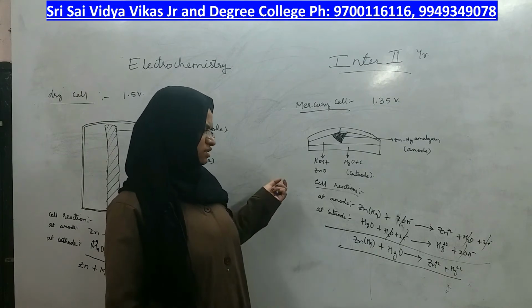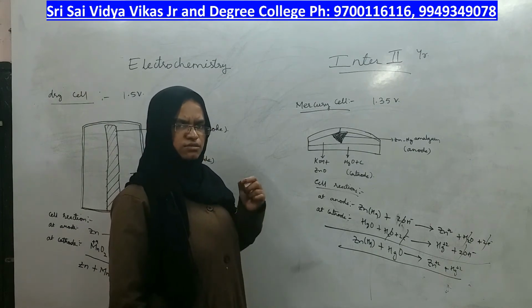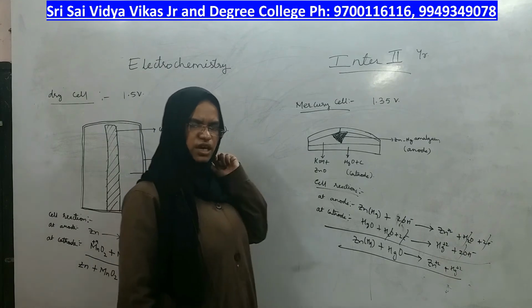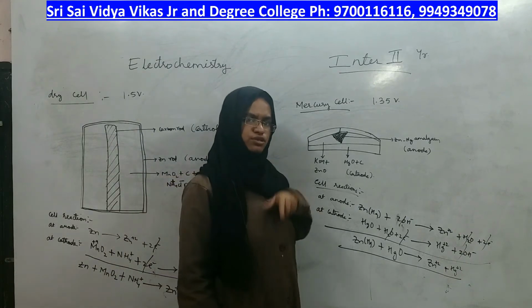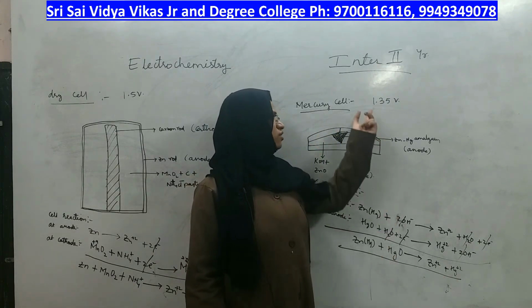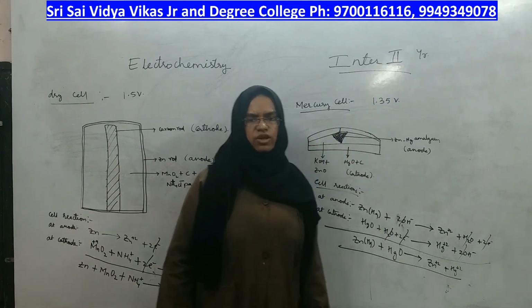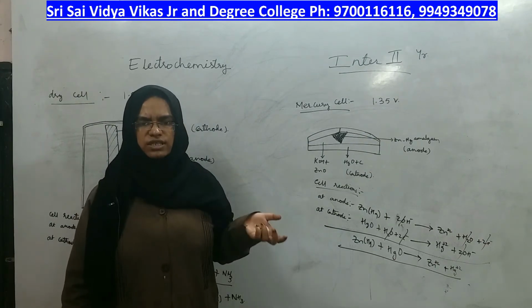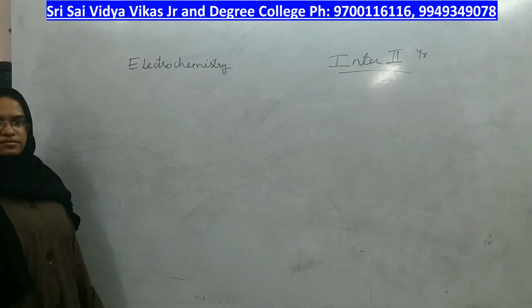As its size is very small, it is used in small devices like hearing aids. Hearing aids are very small in size, and the battery used for them is the mercury cell. Its voltage is very low, 1.35 volts. Okay, please copy down the reactions and let us go on to the secondary batteries now.